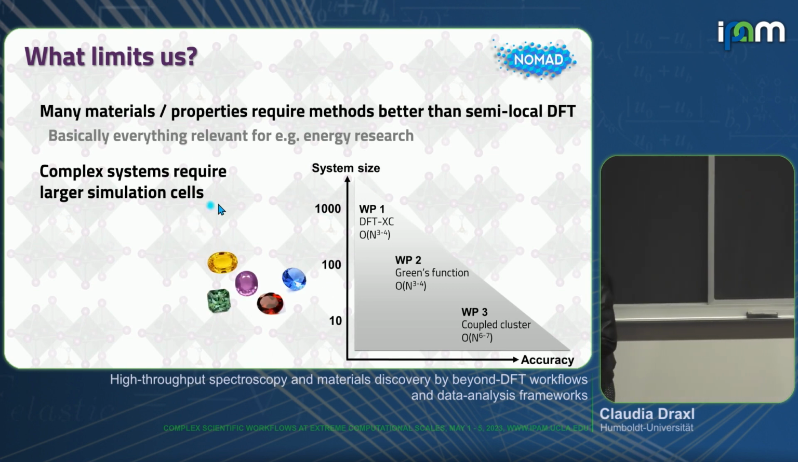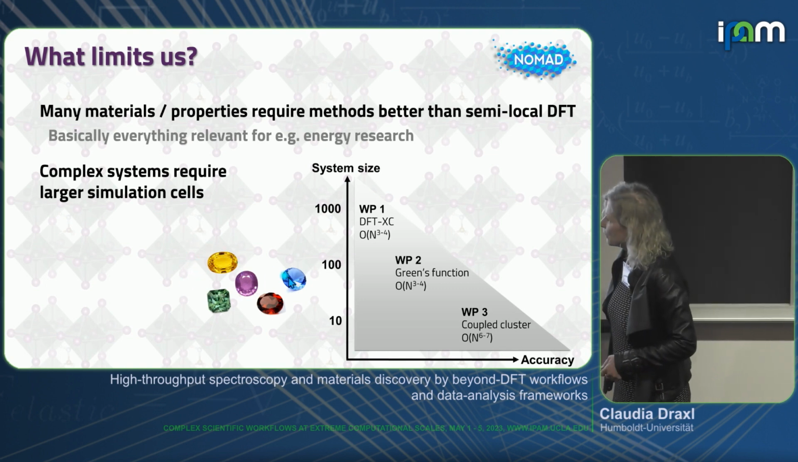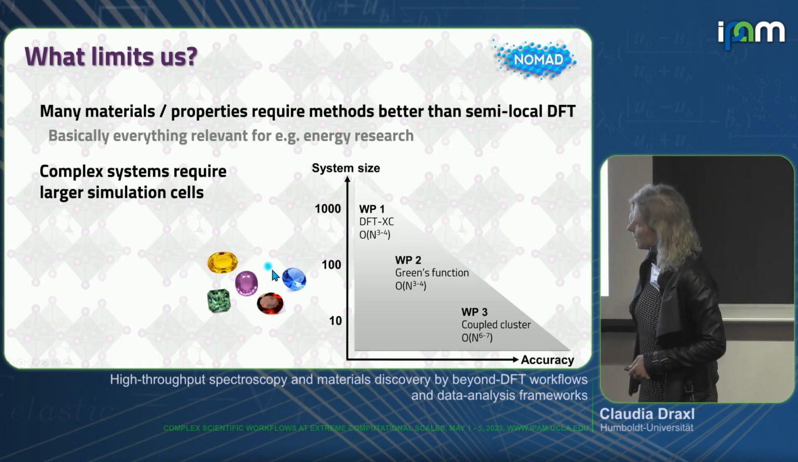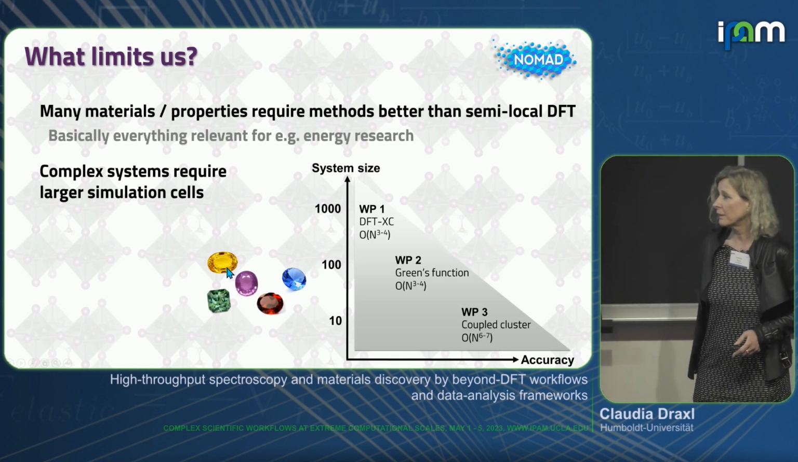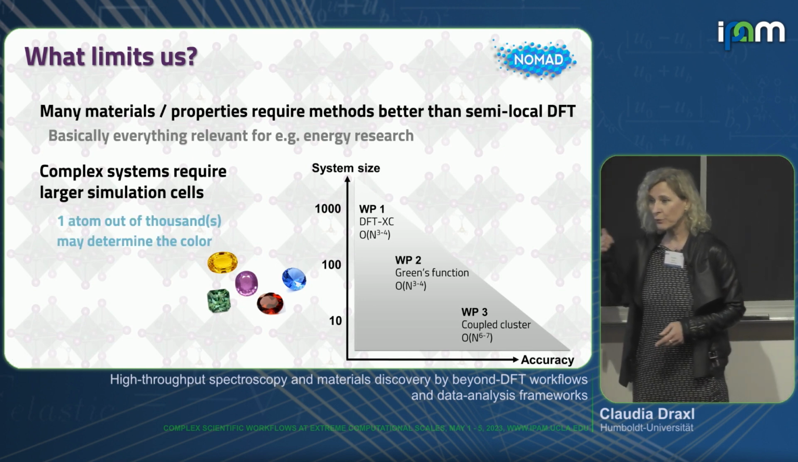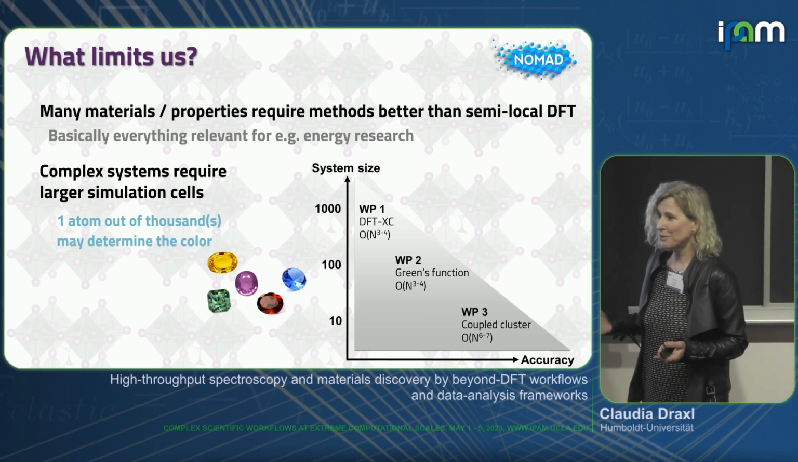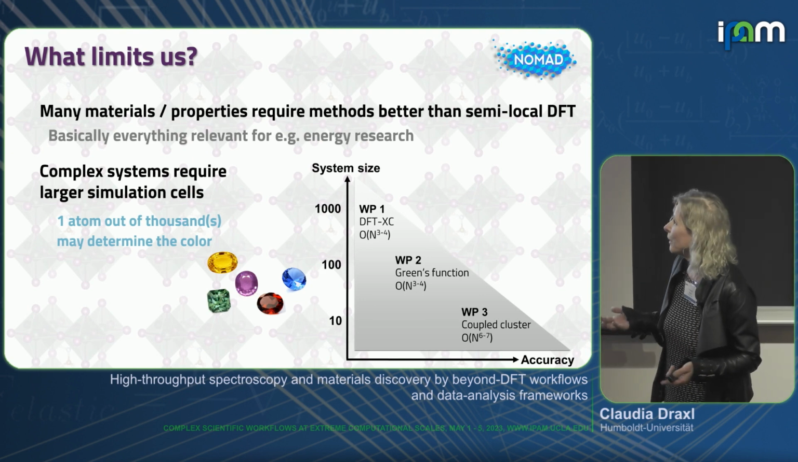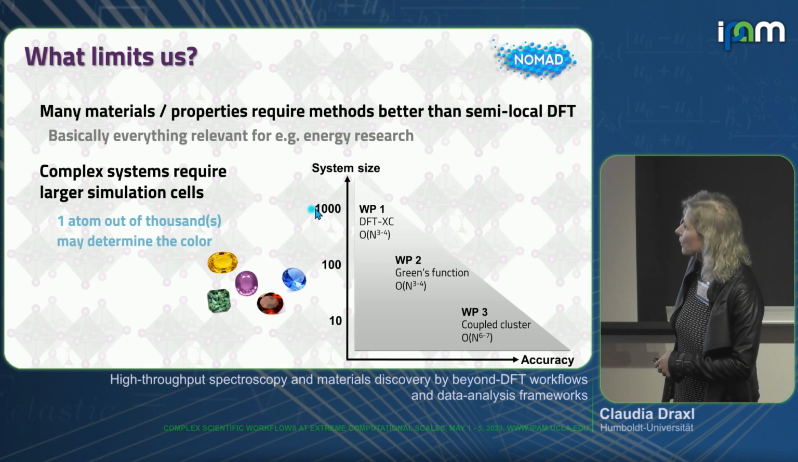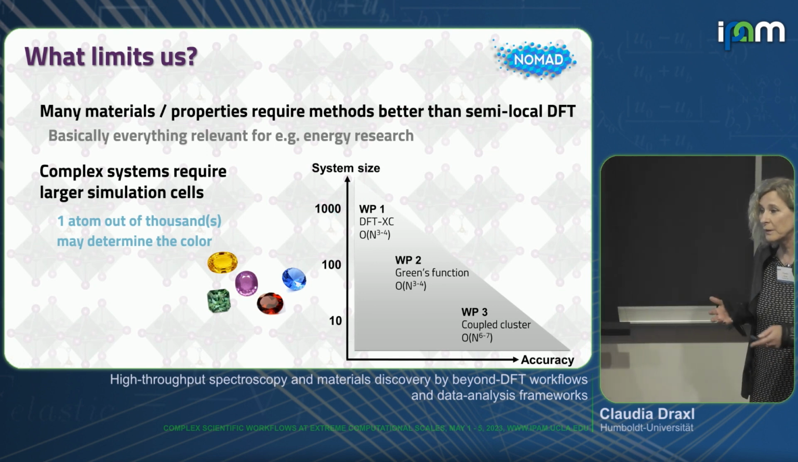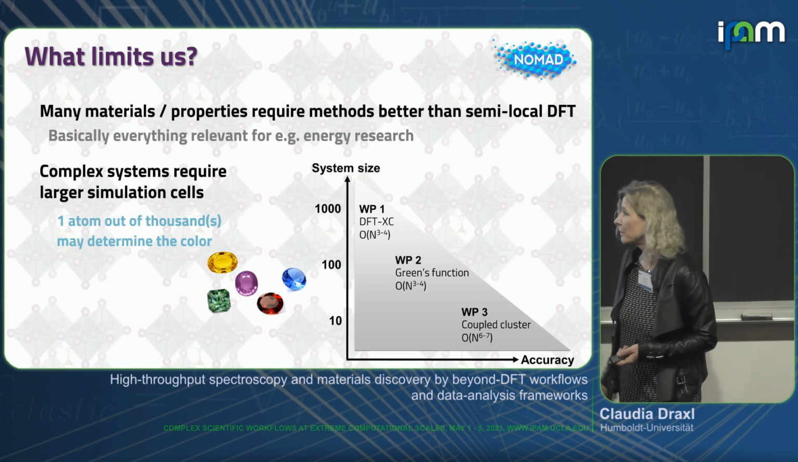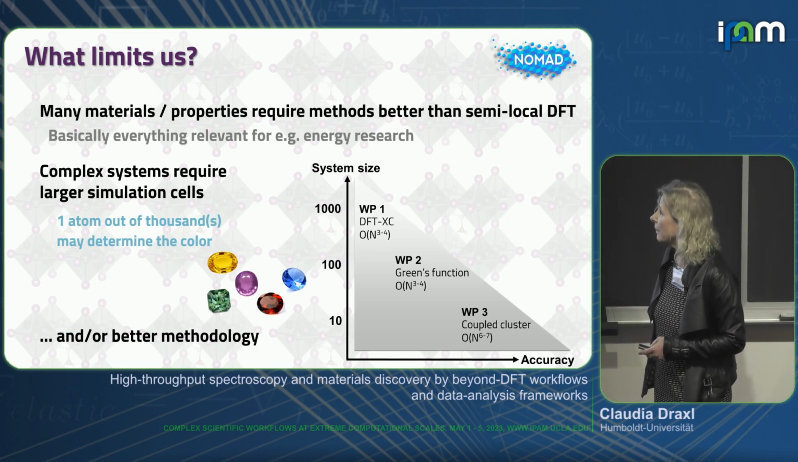These are, for instance, these gemstones, right? So if you want to know what the color is about, then actually it's the same material. It's all aluminum oxide, but you replace 1 out of 1,000 atoms and the color would change. So if you want to describe the spectra, you have to go to systems that are larger than 1,000 atoms, or at least 1,000 atoms, but at the same time you need higher level methodology, right?